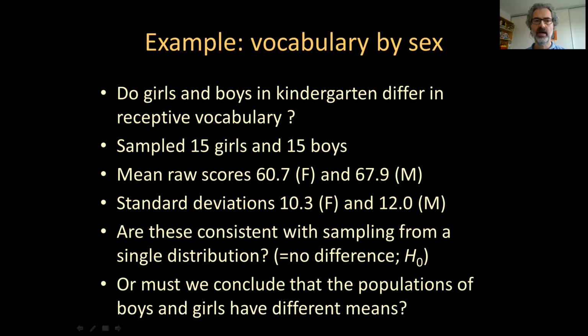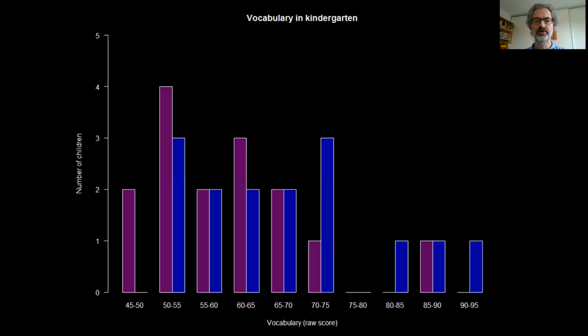Let us first look at the histograms for girls and boys side by side. So girls are in purple, boys are in blue. And we can see the bars for the different ranges of raw scores. Here is from 45 to 50 points, 50 to 55 points, and so on until 90 to 95 points for these kids at this age.